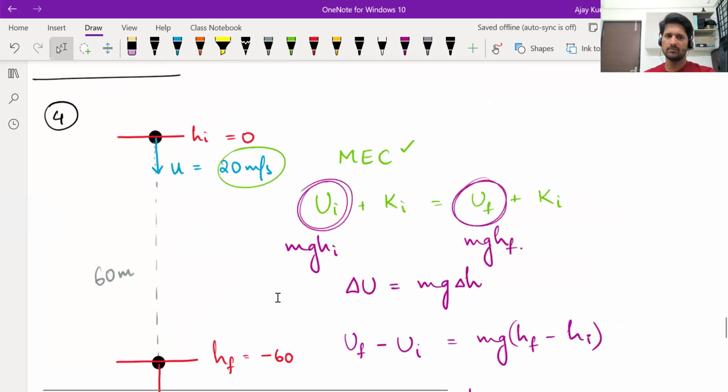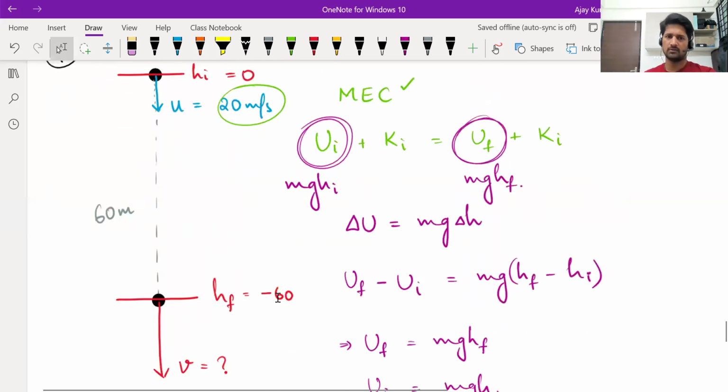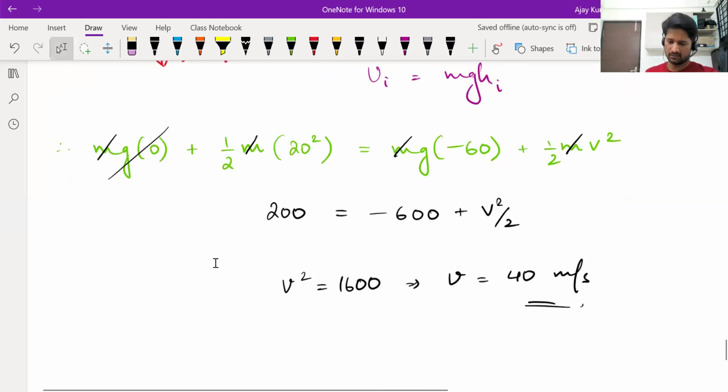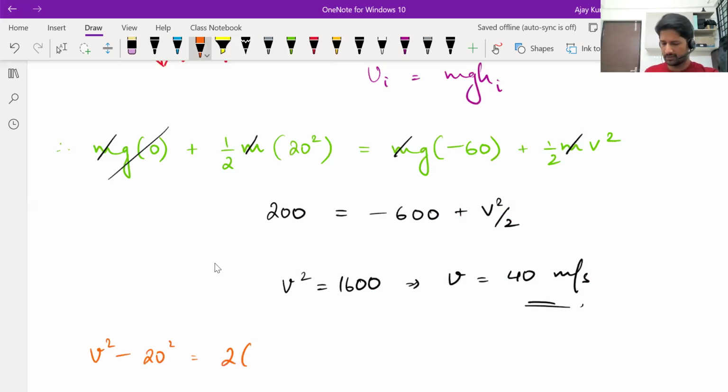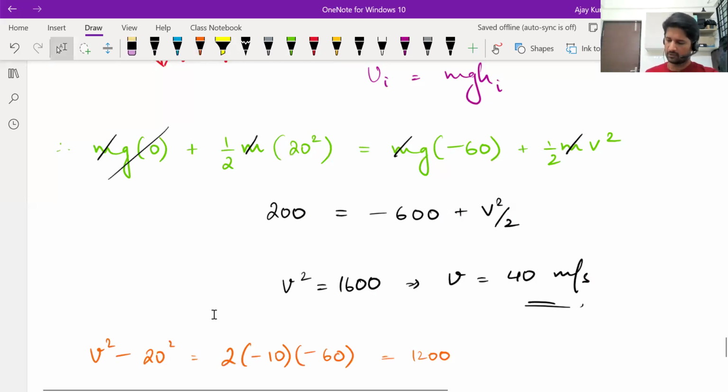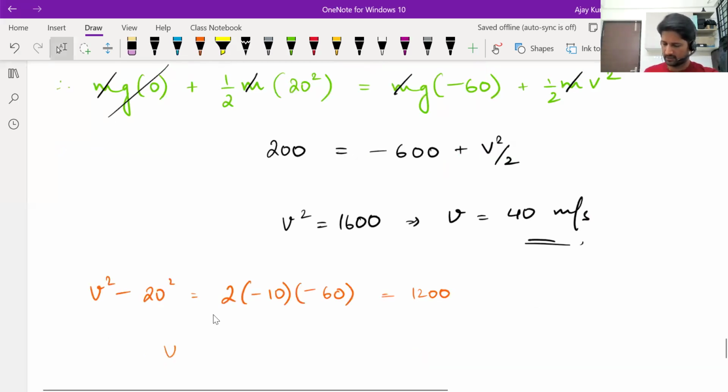You could have solved this problem using equations of kinematics also. V square minus u square is 2as. Apply it in the vertical direction. V square minus u square is equal to 2 into acceleration due to gravity, which is in the downward direction, so minus 10. Displacement is 60 meters downward, so minus 60. 10 into 60 is 600, 600 into 2, 1200. V square minus 400 is 1200, means V square is equal to 1600. That will also give you V as 40 meters per second.